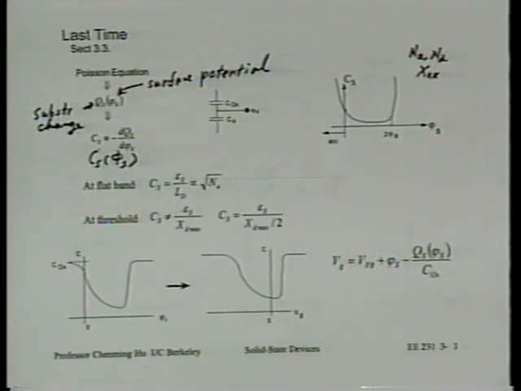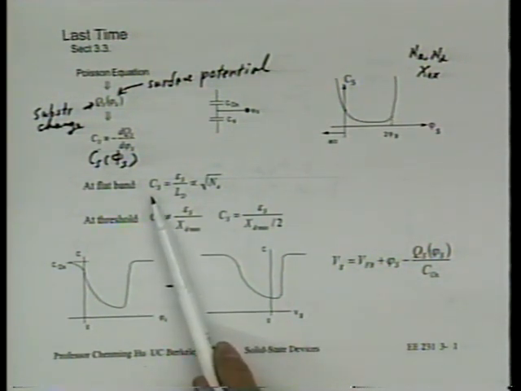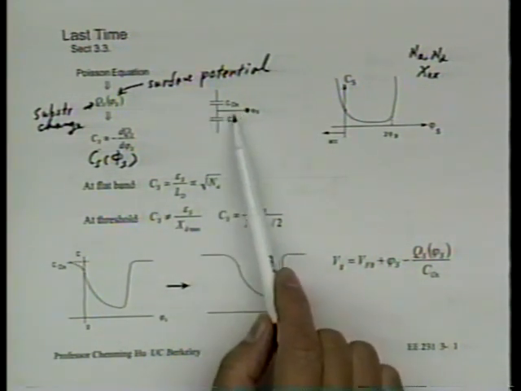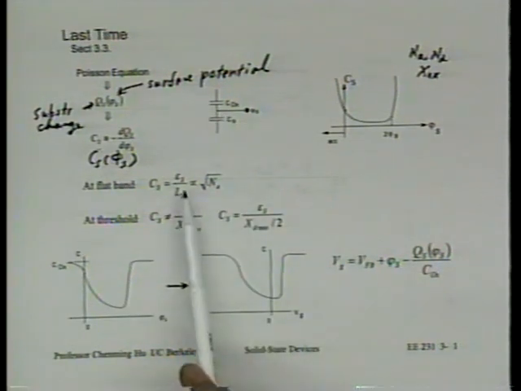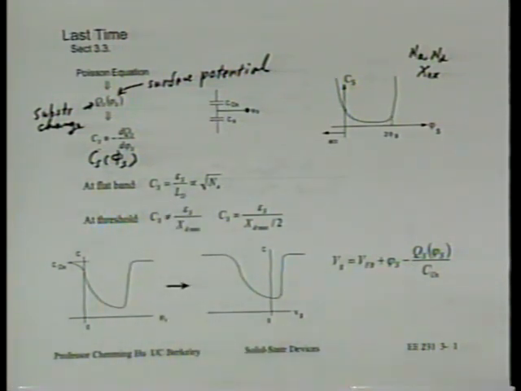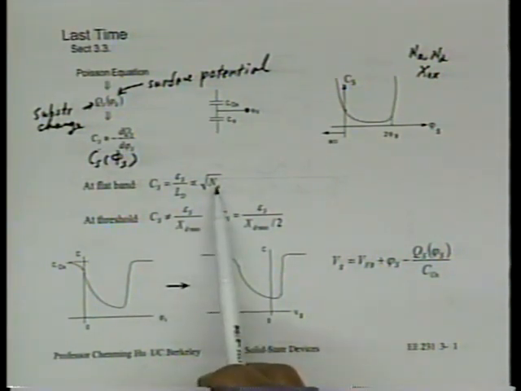Two special cases we looked at last time: at flat band, CS is not infinity. In other words, the capacitance is not equal to Cox. CS is finite. It's equal to epsilon s over LD. It's as if the charge induced by the small signal voltage at flat band is distributed over a length of LD called Debye length. Okay? LD is typically a few hundred angstroms if we're talking about 10 to the 17th per cubic centimeter of doping concentration.